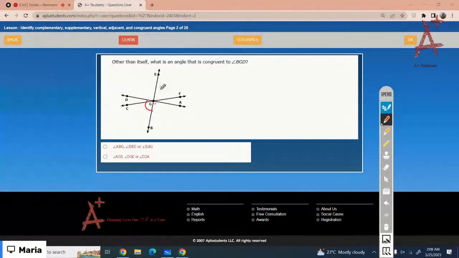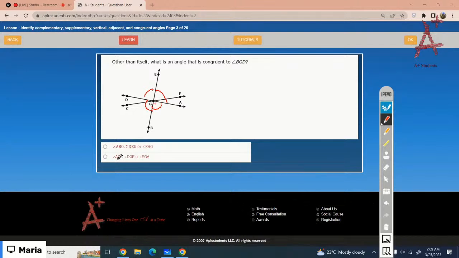So the congruent angles are ABG. This one is also congruent. AGE. This one is also congruent. And DGE. The rest of the three angles are congruent to angle BGT. Got it? So it would be option number 1. ABG. No, it would be AGB, DGE and EGA.